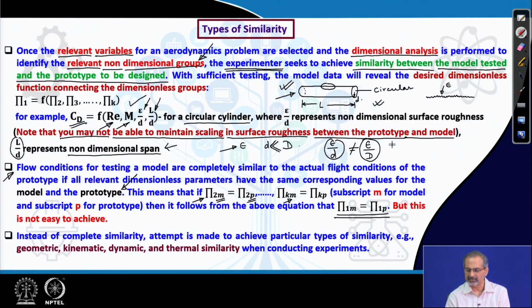We already saw instances of why it is not always possible or easy to achieve it. So, instead of complete similarity between the model and the prototype, an attempt is made to achieve particular types of similarity, and therefore, the significance of discussing the different types, namely geometric, kinematic, dynamic, and, in problems where thermal or thermodynamic effects are important, thermal similarity, which has to be ensured while conducting the experiments to the best extent possible.